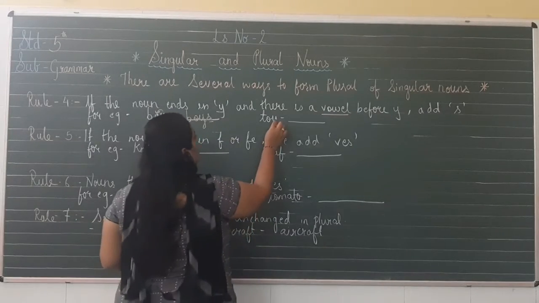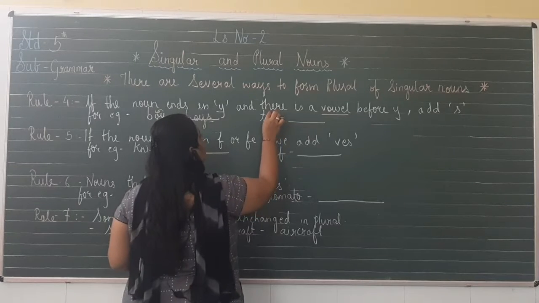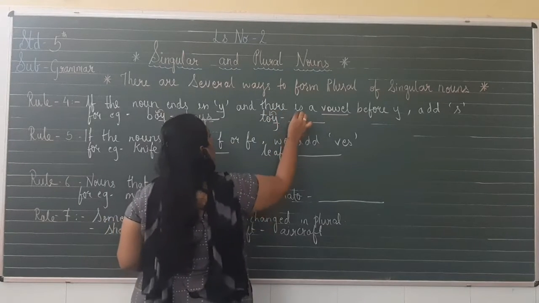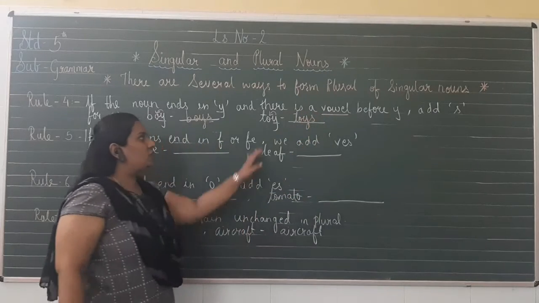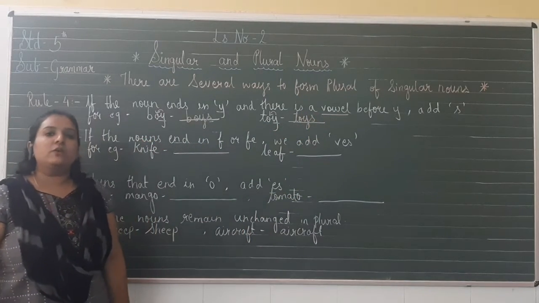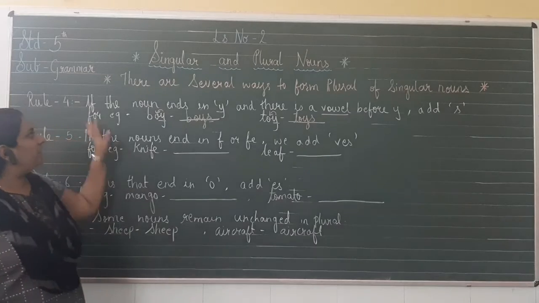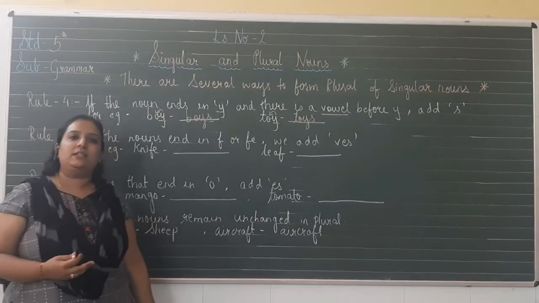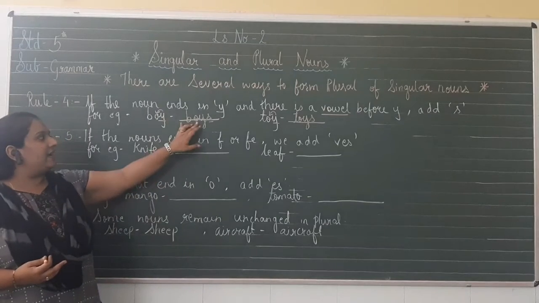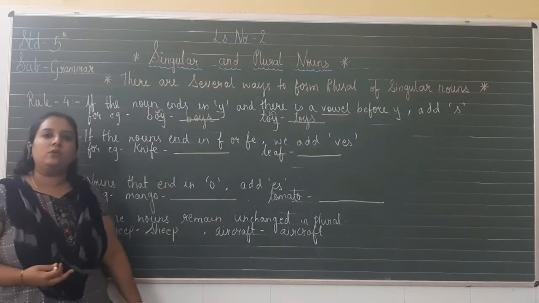Same way goes with toy. It is ending in y and there is a vowel before the y. What do we do? We add only s to make it a plural form. So toy will become toys. So in this rule it was saying that if a noun ends in y and there is a vowel before the y, we do not cut anything. We just add s at the end of the word to make it a plural form.